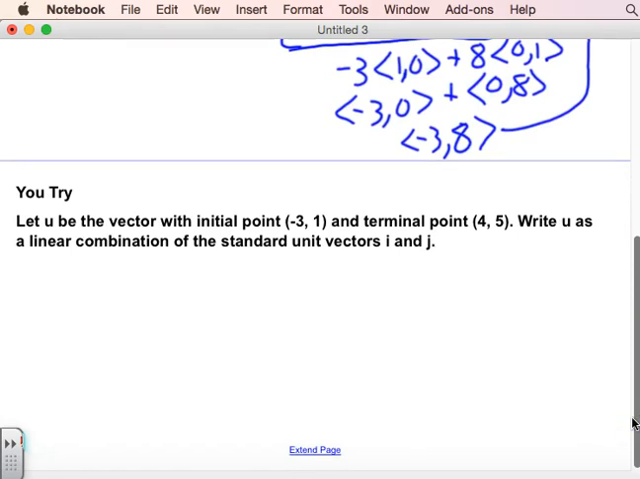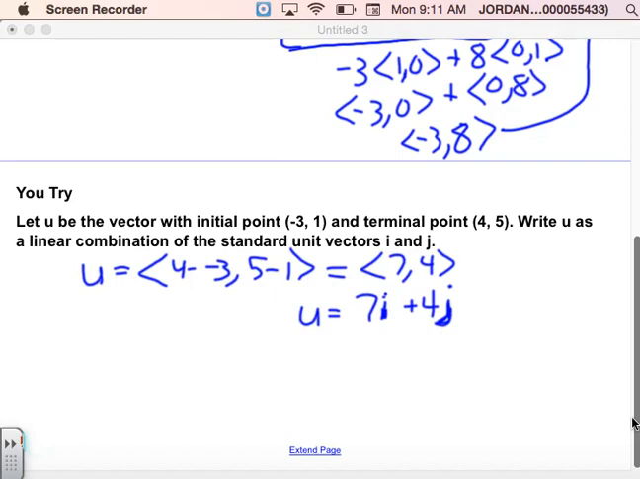All right, so you guys try this one, then we'll go over it. So we subtract the x's in the terminal point. Remember, you got to do terminal point minus the initial point. So 4 minus -3 gives us 7, and 5 minus 1 gives us 4. So our unit vector form for the vector u is 7i plus 4j.